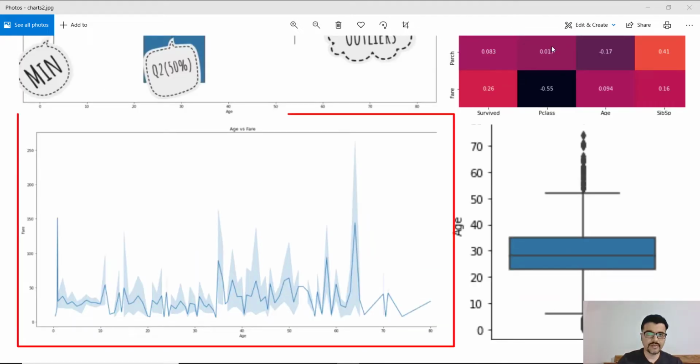Now let's look at line plot. This age versus fare is a line plot, and this is pretty intuitive when we are plotting between two continuous variables, in this case age and fare. This is most useful when we are plotting time series data, so as to compare the trend of a continuous variable with time.